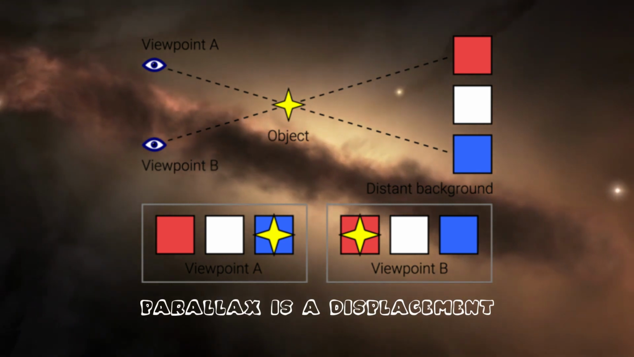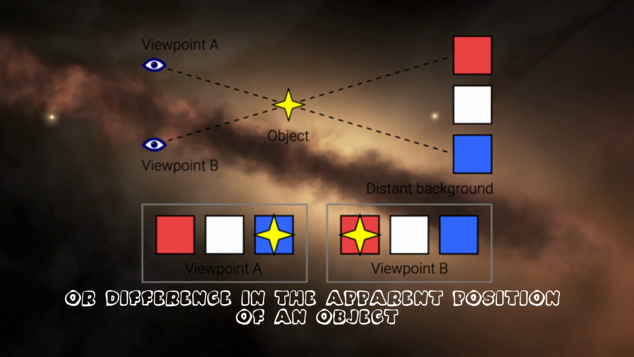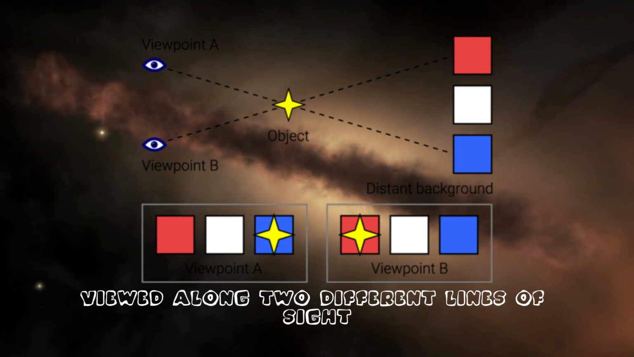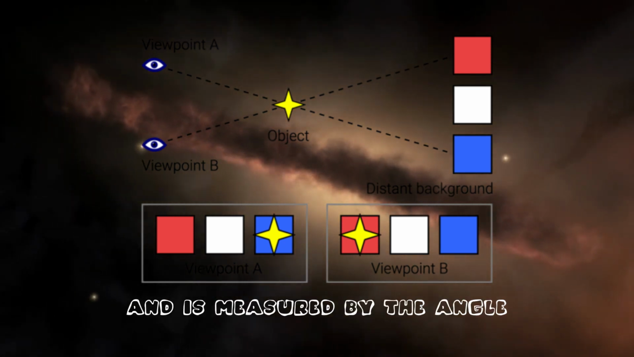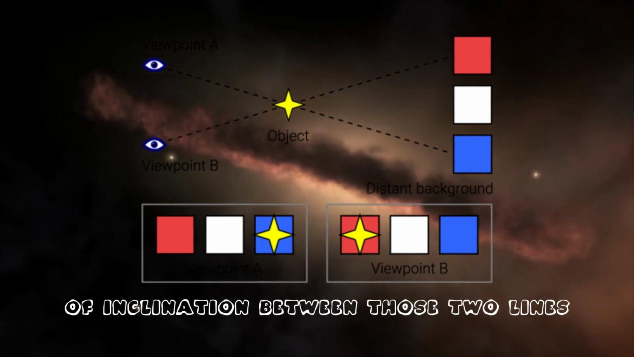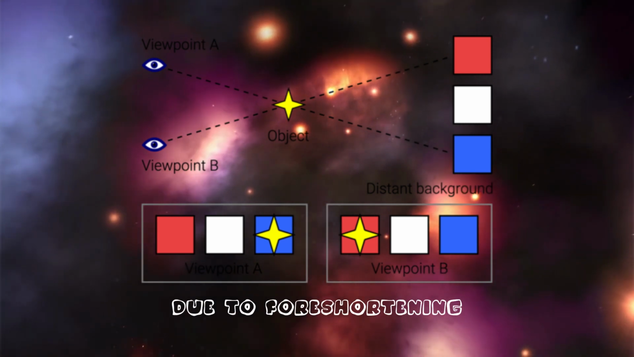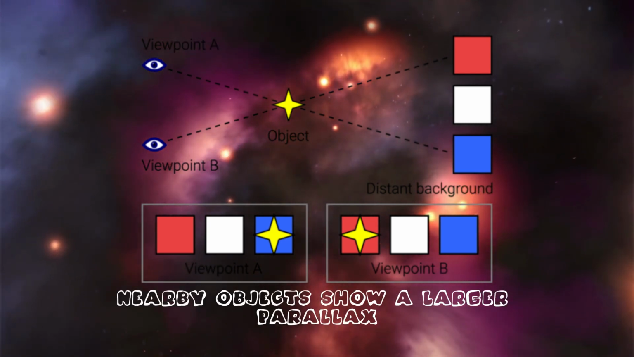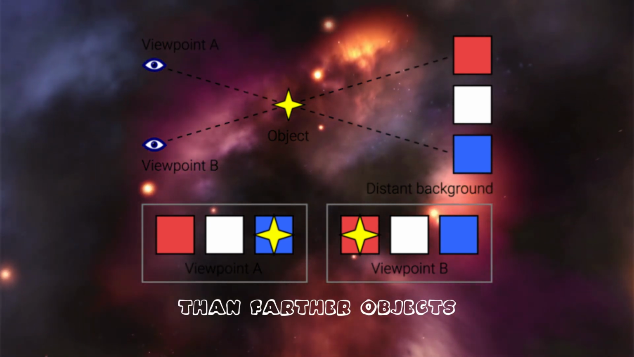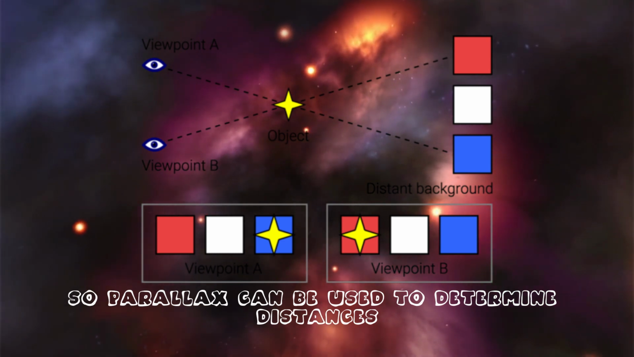Parallax is a displacement or difference in the apparent position of an object viewed along two different lines of sight, and is measured by the angle or half angle of inclination between those two lines. Due to foreshortening, nearby objects show a larger parallax than farther objects, so parallax can be used to determine distances.